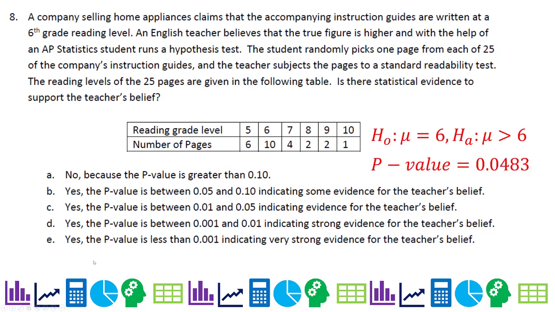So we have the p-value of 0.0483, which means the p-value is between 0.01 and 0.05, which is indicating evidence for the teacher's belief. The correct answer is C.